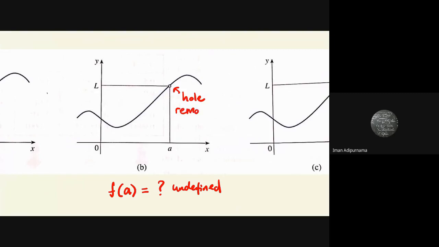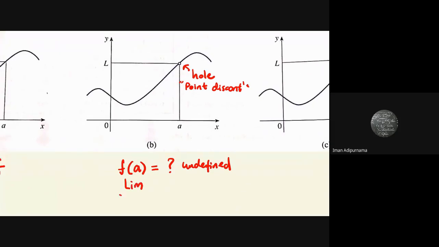Or we say this is removable, or there are a lot of names, but I'm just choosing hole as it's easier. Or maybe point discontinuity. But it's just a name. As long as you understand, it doesn't matter. So there's a hole, but you can find the limit. The limit as x approaches a of f(x) is some L here. We have the limit.